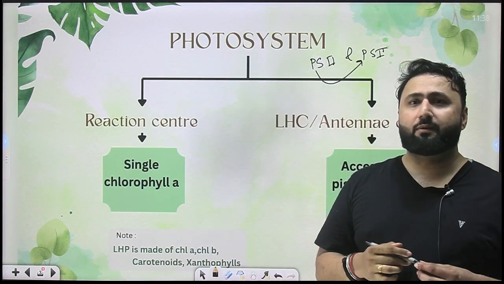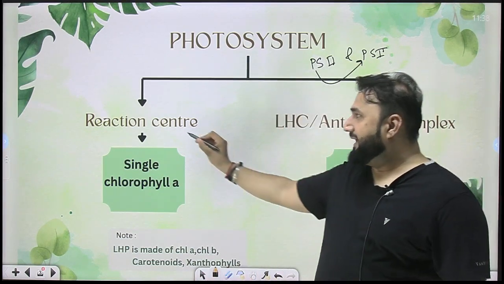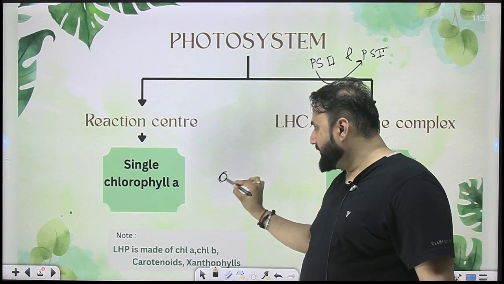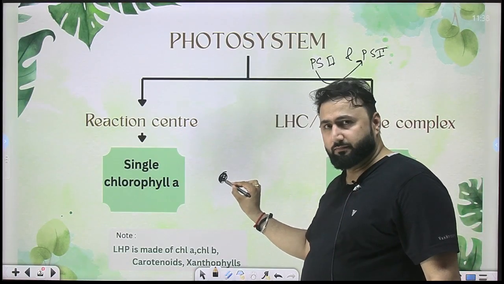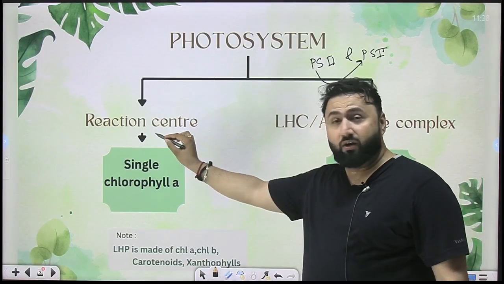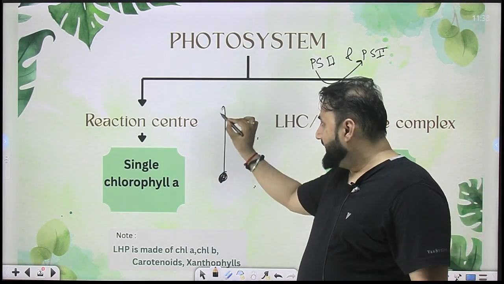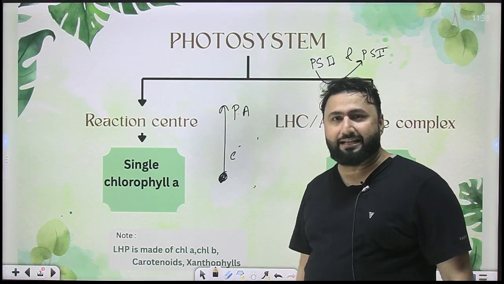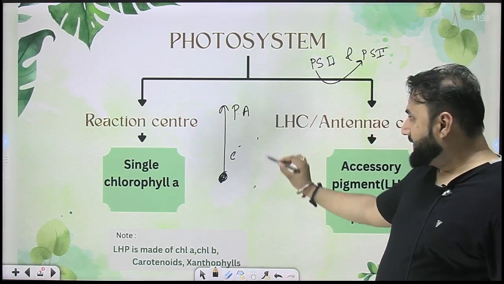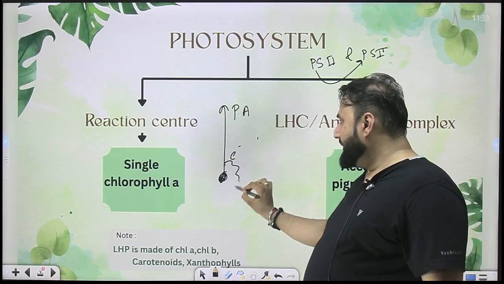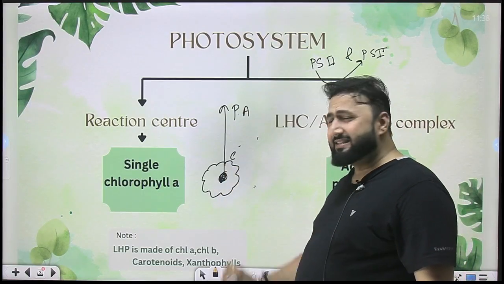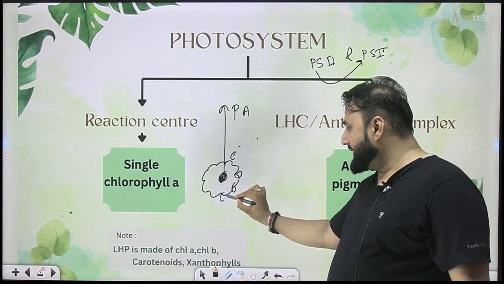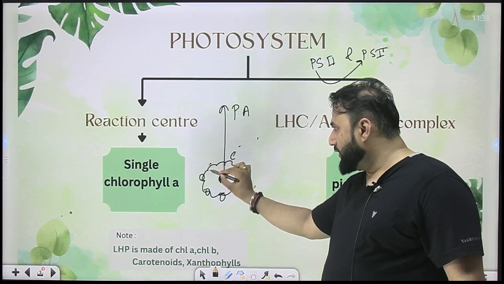Both the systems would be having a common thing in them. We will be having a reaction center. What's a reaction center? It's a chlorophyll A in the center over here. Okay, this is actually forming the whole reaction center, where the excited electrons are given to primary acceptors. Now, this electron acceptor would be having some accessory pigments at the periphery. These pigments are xanthophylls, carotenoids, chlorophyll B.